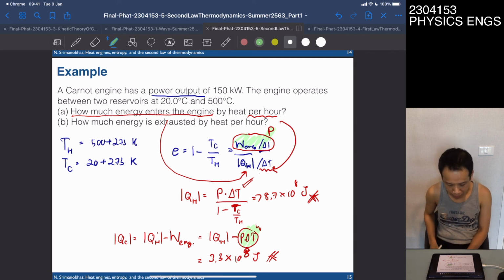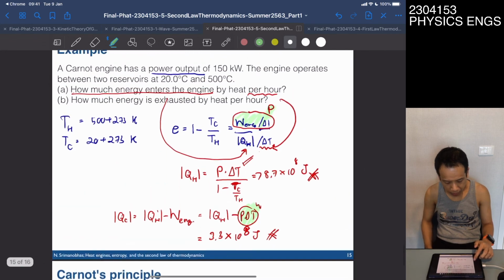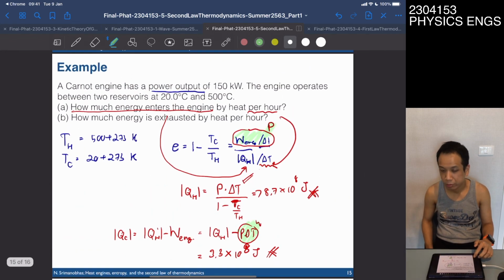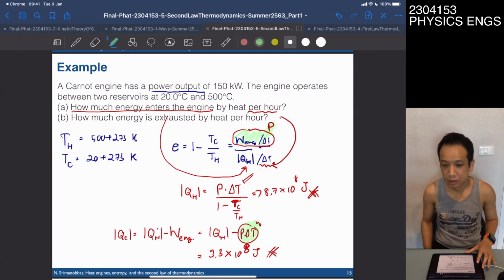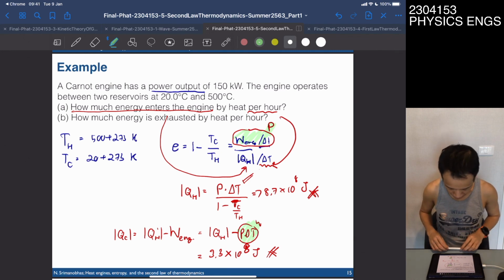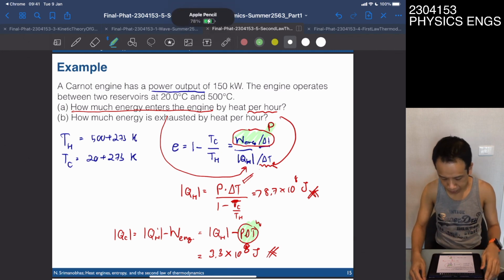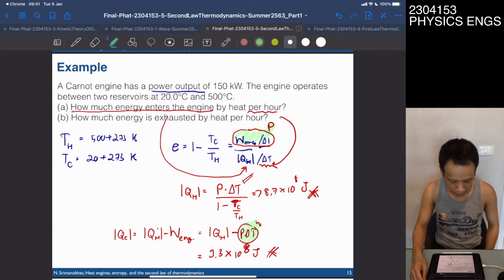So I think we stop here. Next, we're going to talk about the Carnot principles that lead to entropy, and then we will discuss the concept of the change of entropy, the last topic of this chapter. It's going to be very close to the exam, so just try to spend your time on the subjects.